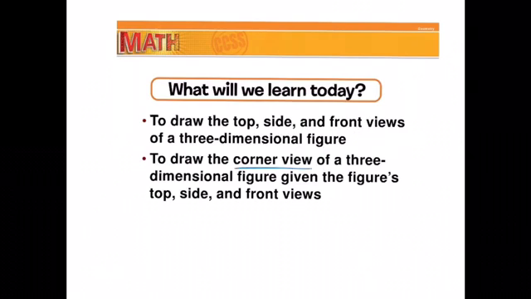We're going to use what's called isometric dot paper. It's a series of dots. It's kind of funky, and it takes a little bit to get used to drawing, okay? And then we're going to draw the top, side, and front views of that 3D figure.